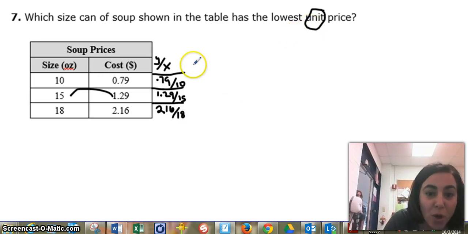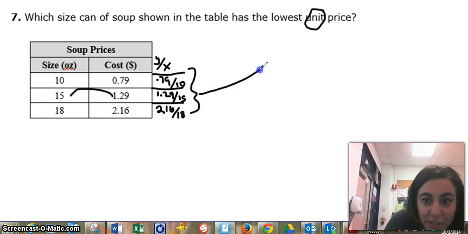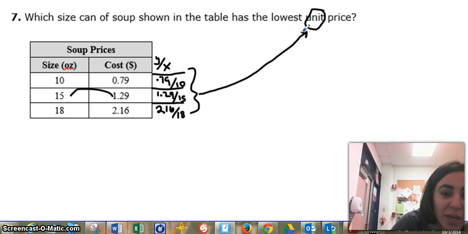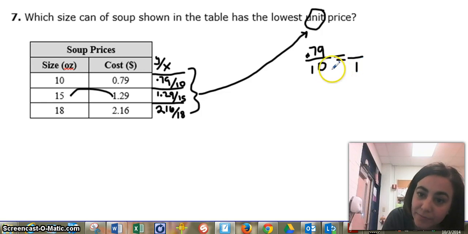Now, these are all rates. You want to take each of these rates and make them into a unit rate. And we discussed in class that making a unit rate is to simply make the denominator equivalent to 1. So for example, the first one would be 79 cents compared to 10 ounces, and I'm setting it equivalent, setting up for my unit rate, over 1 ounce.